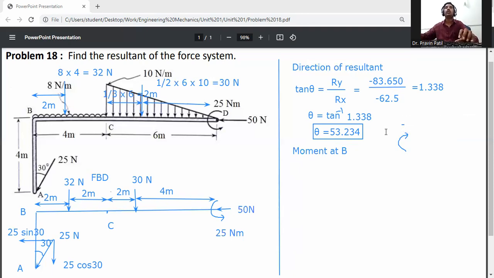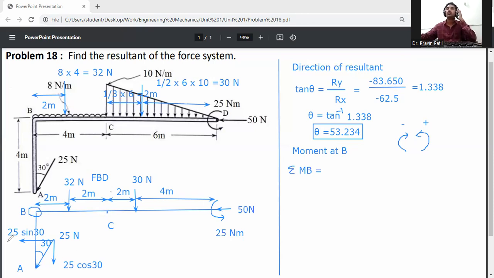If the moment is in the anti-clockwise direction, it will be positive. So the summation of moment at B, ΣMB, is equal to... first of all, this one is point B. Here it is point B.